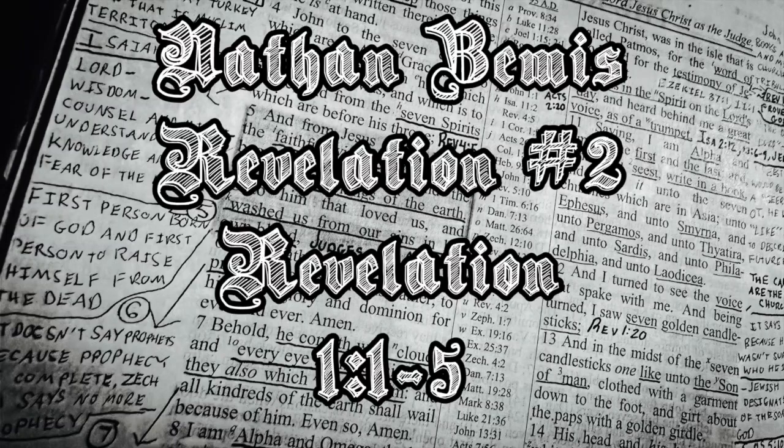It's not given until you get to chapter 19, 11 through the end of the chapter. That's the Advent right there. So there's a gap of what? There's a gap of two chapters, chapter 17 and chapter 18. Chapters 17 and 18 are the timeout, or the intermission, for the seven vials.